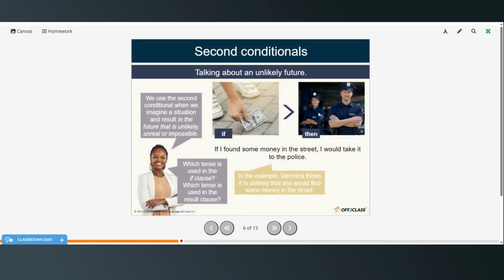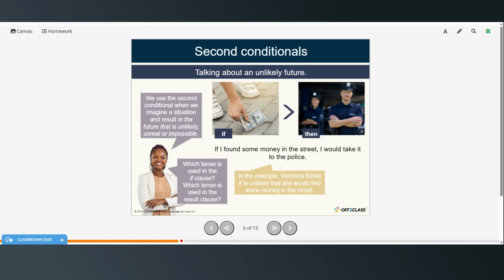So that leads us into a discussion of second conditionals, where we're talking about an unlikely future. We use the second conditional when we imagine a situation and a result in the future that is unlikely, unreal, or impossible. So if I found some money in the street, then I would take it to the police. So in the example, Veronica thinks it is unlikely that she would find some money in the street.